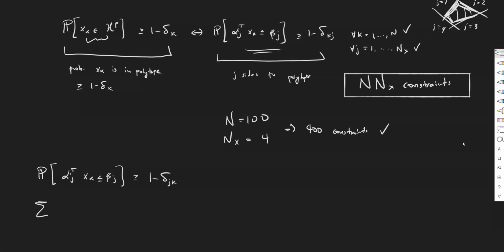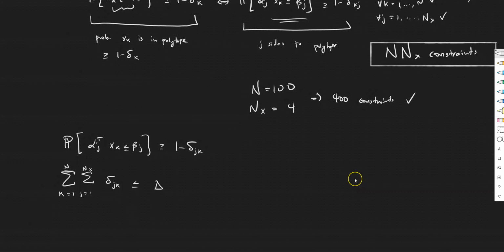Additionally, we have the constraint from Boole's inequality that the sum over the whole horizon now is going to be a double sum of delta jk is less than or equal to delta. So this is where we are now. The first line here, these are the individual chance constraints, and this one on the bottom is the total risk from Boole's inequality. Okay? Alright, what's the next step?